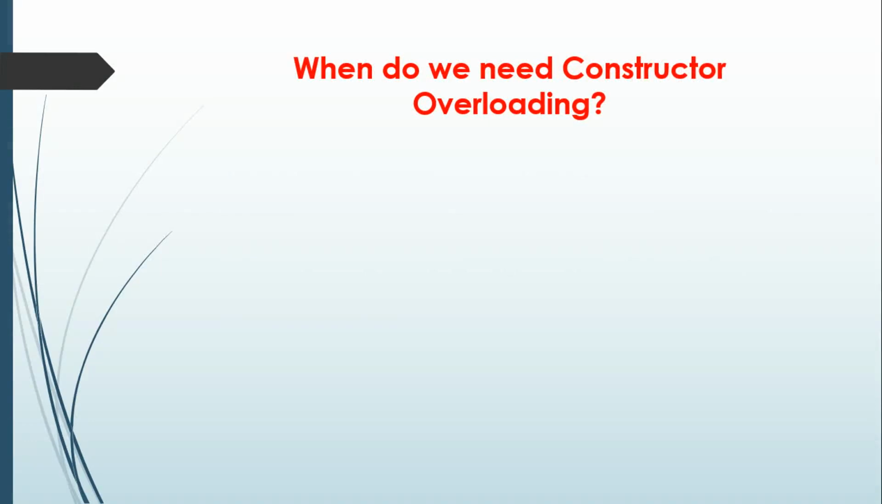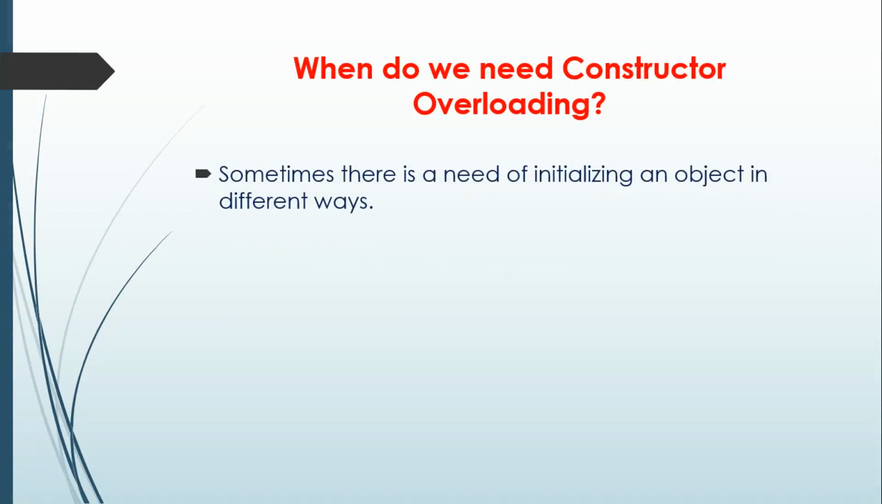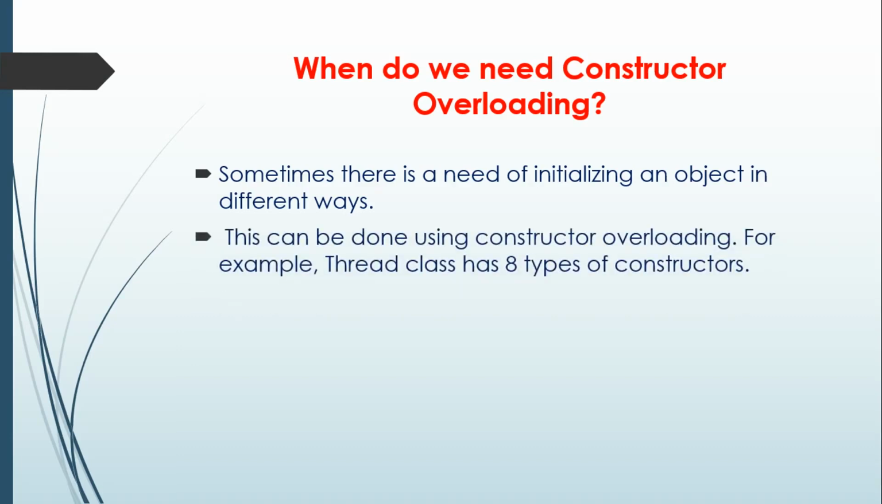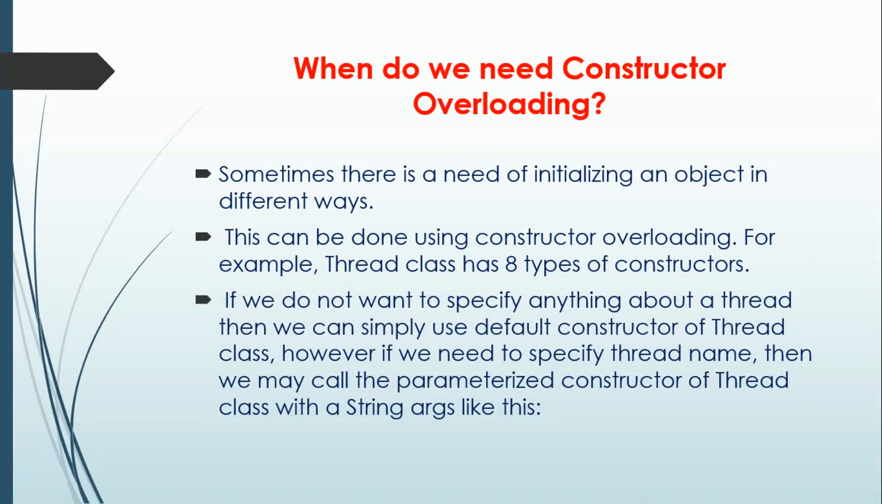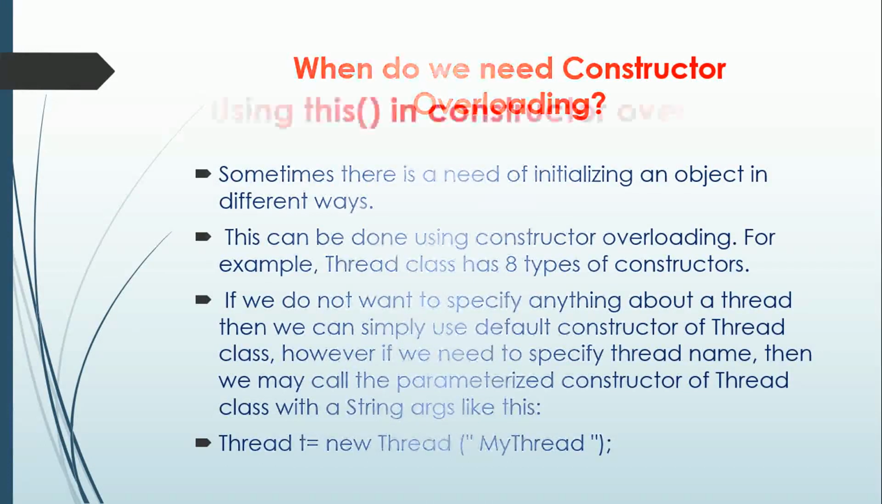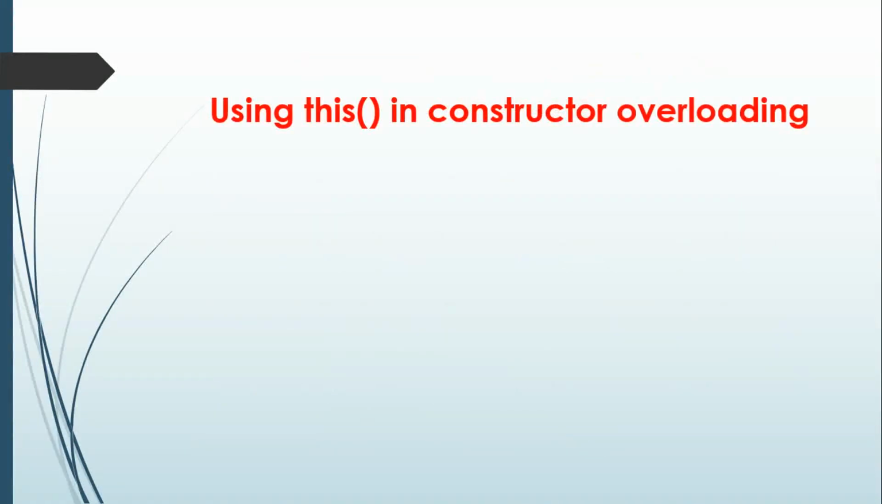When do we need constructor overloading? Sometimes there is a need of initializing an object in different ways. This can be done using constructor overloading. For example, the Thread class has 8 types of constructors. If we do not want to specify anything about a thread, then we can simply use the default constructor of the Thread class. However, if we need to specify a thread name, then we may call the parameterized constructor of the Thread class with a string argument like this: Thread t = new Thread, and in brackets we provide the value.